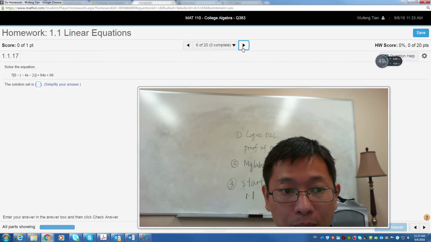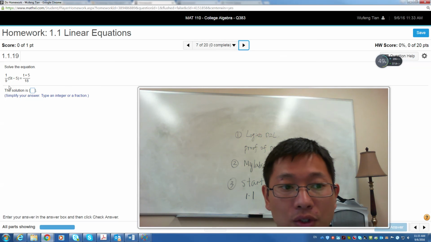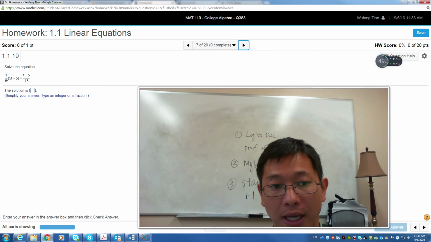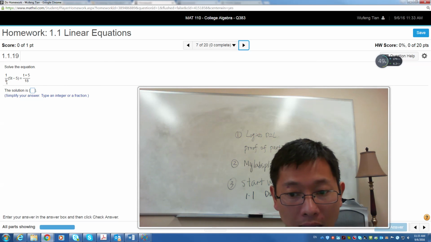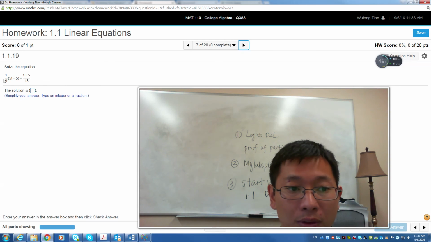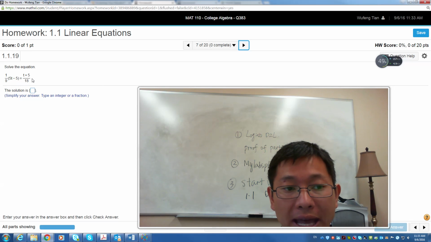The same thing. Right here the problem is we have fractions with 9 and 18. You want to get rid of the 9 and 18. So the LCD for this one is going to be 18. You multiply both sides by 18, you get rid of the fraction, then you simplify it.